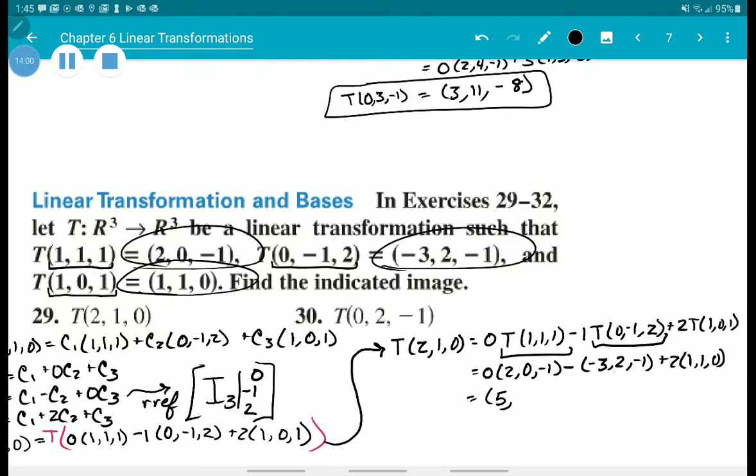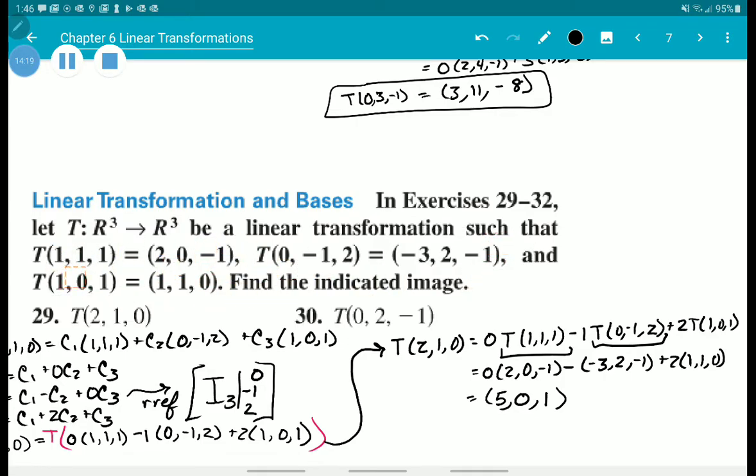So if we multiply everything out, there's our vector, 5, 0, 1. So the transformation of 2, 1, 0 under this rule would give us 5, 0, 1. So that's kind of cool. It's kind of cool to see how we can use those properties to help us figure out what a transformation would look like.